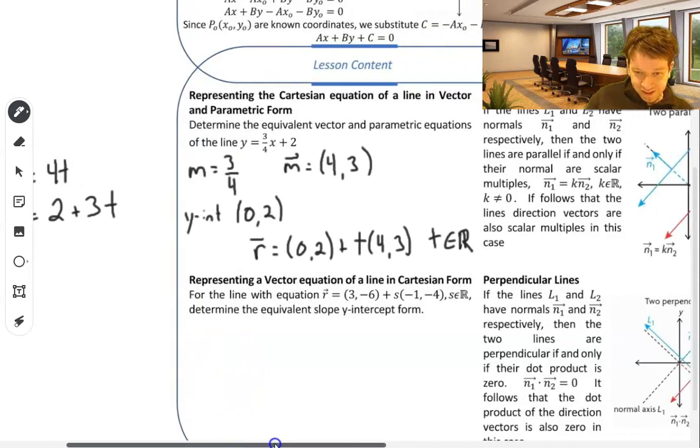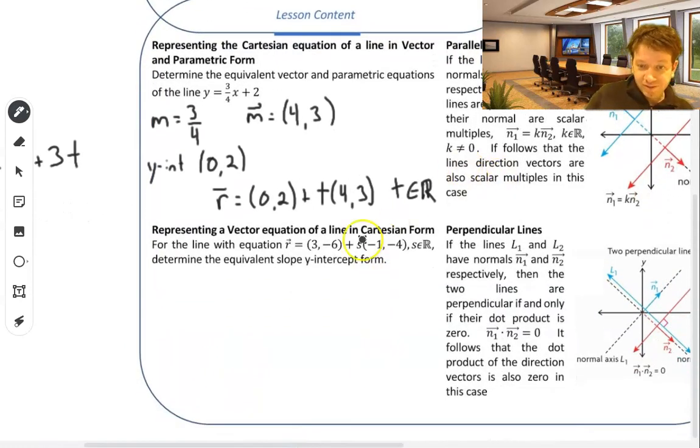All right, let's try to do this the other way. So given the vector equation, in this case r equals 3, minus 6 plus s times minus 1, minus 4, where s is just a scalar quantity which can be any real value. And we're going to determine the Cartesian equation in our slope y-intercept form. All right, well, from this we can see that is our direction vector. So I'm going to write m is minus 1, 4.